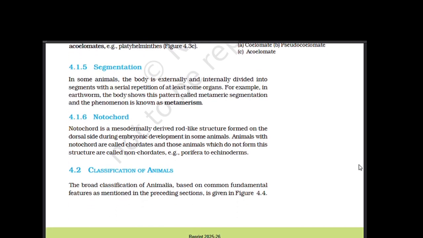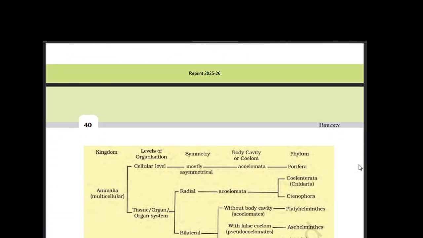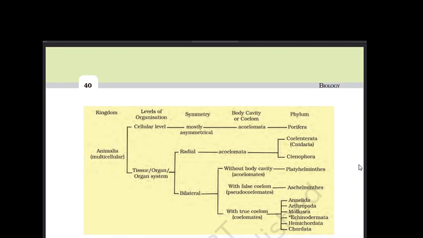Classification of animals. The broad classification of animals based on common fundamental features as mentioned in the preceding section is given below. Here is the classification of animals. Kingdom Animalia. Then we have level of organization. Three levels of organization: cellular, tissue, organ or organ system level. Then we have symmetry. Three types of symmetries are there: asymmetrical, radial or bilateral. Body cavity, that's called coelom. We have acoelomates, pseudocoelomates or coelomates.